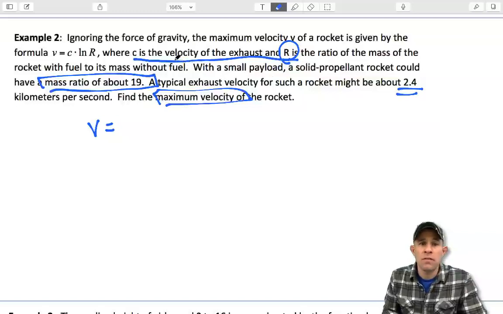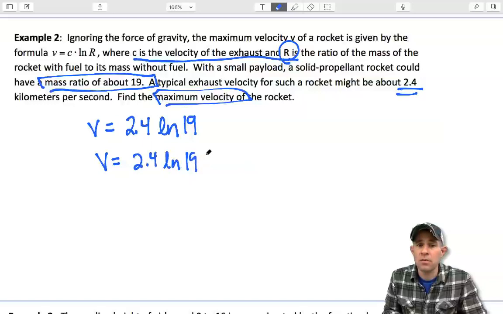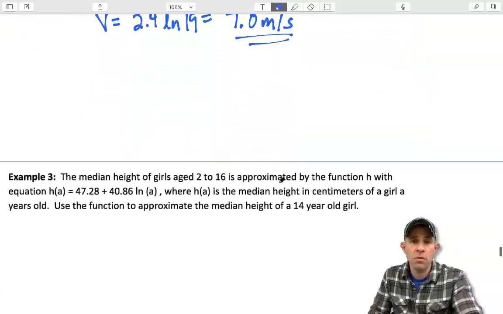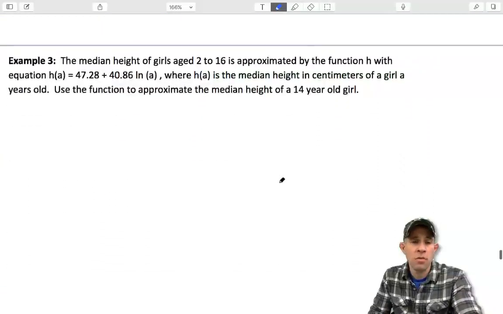So you see that we have c is equal to about 2.4. So 2.4 times the natural log of r, which is about 19. So let's plug that into our calculators. V equals 2.4 times the natural log of 19. When you do that on your calculators, you should end up with about 7.0 meters per second will be our measurement for velocity. So that's simply just plugging in the correct numbers into the formula and using your natural log button on your calculator.